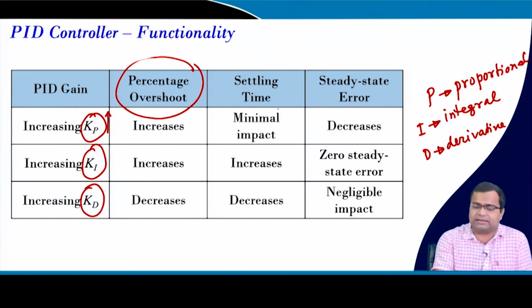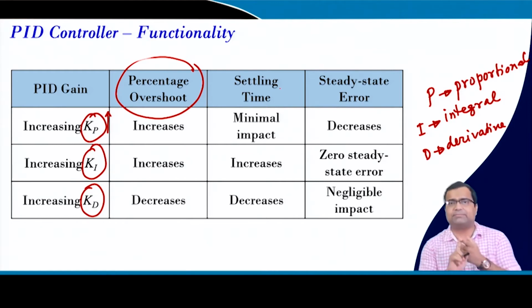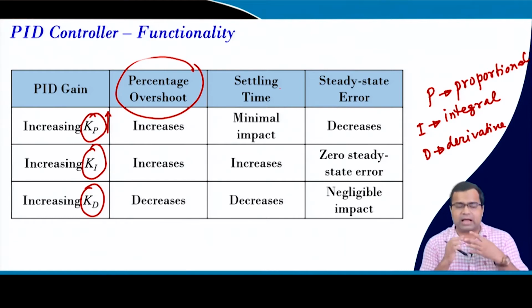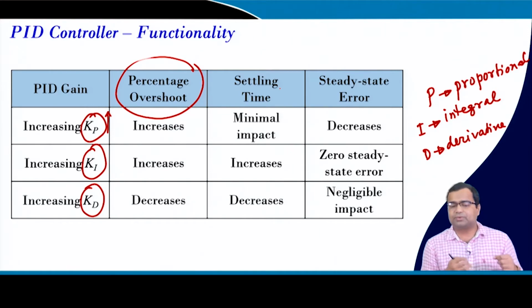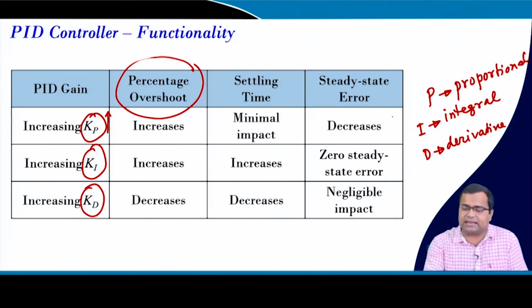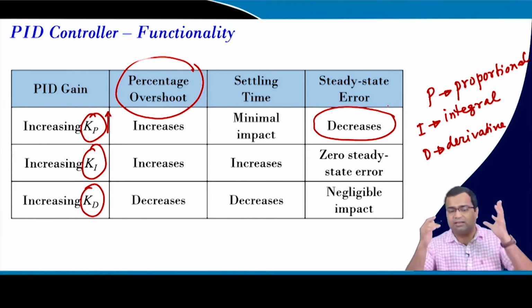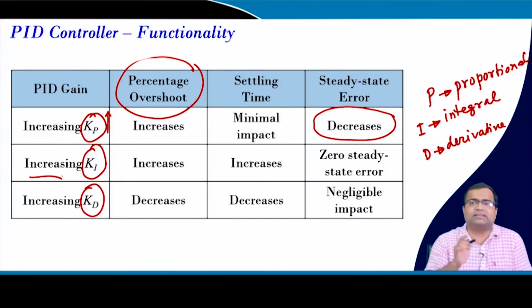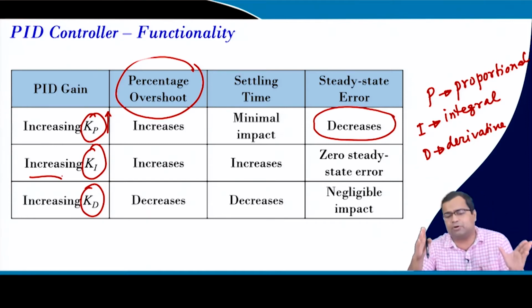It has a very negligible impact on the settling time, but of course it has an impact on the rise time. That means higher proportional gain tries to reduce the rise time, but at the same time it increases the overshoot and undershoot. And of course, higher proportional gain can reduce the steady state error, but it cannot achieve 0 steady state error, okay.